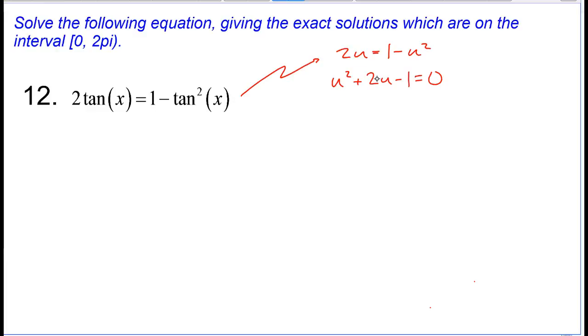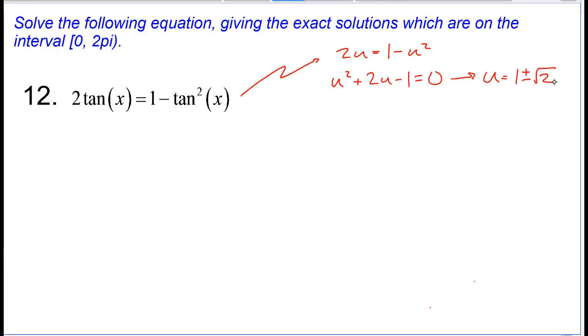And if I did use the quadratic equation to solve that, I would see that u equals -1 plus or minus root 2. Unfortunately, if I let u equal tan of x, I don't know any x values that give me a tangent ratio of -1 plus or minus root 2. So unfortunately, this strategy isn't helpful. I just showed you that because sometimes solving things like a quadratic is very helpful.